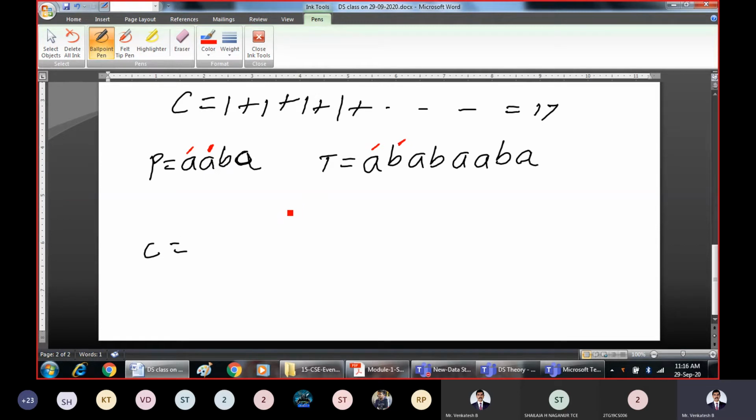That means we have got failure after how many comparisons? After two comparisons, it is failed. First you compare this A with this A, successful. Second you compare this A with this B, no, it is failing. That means we have made two comparisons and it is failing. That means you have to go on finding substrings.